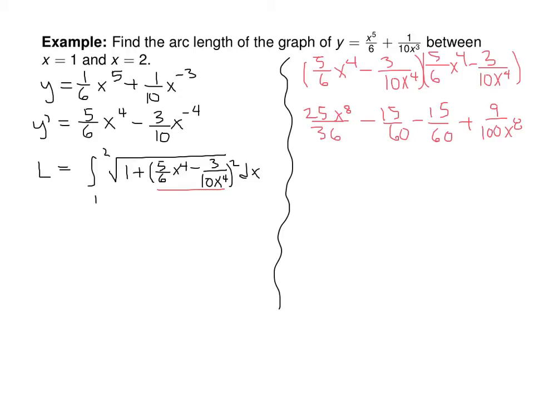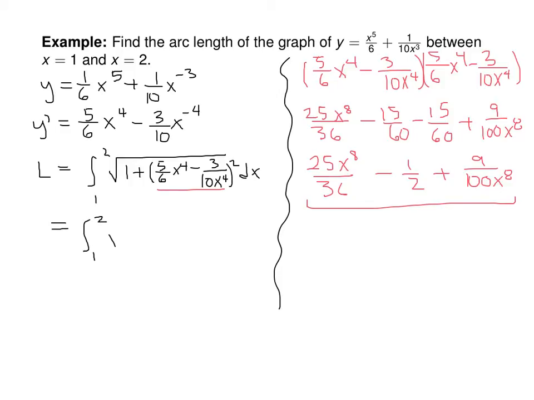So simplifying that a little bit, we end up with 25x to the 8th over 36 minus 1/2, it's negative 30/60ths reduced, plus 9 over 100 x to the 8th. Now when I take that and add 1 to it, I'm going to have the integral from 1 to 2 of the square root of 25 over 36 x to the 8th plus 1/2 plus 9 over 100 x to the 8th dx.